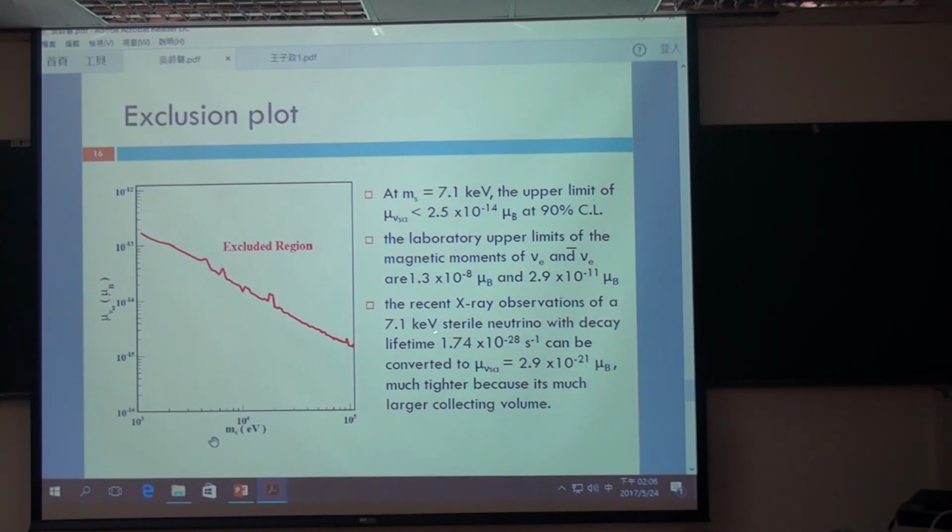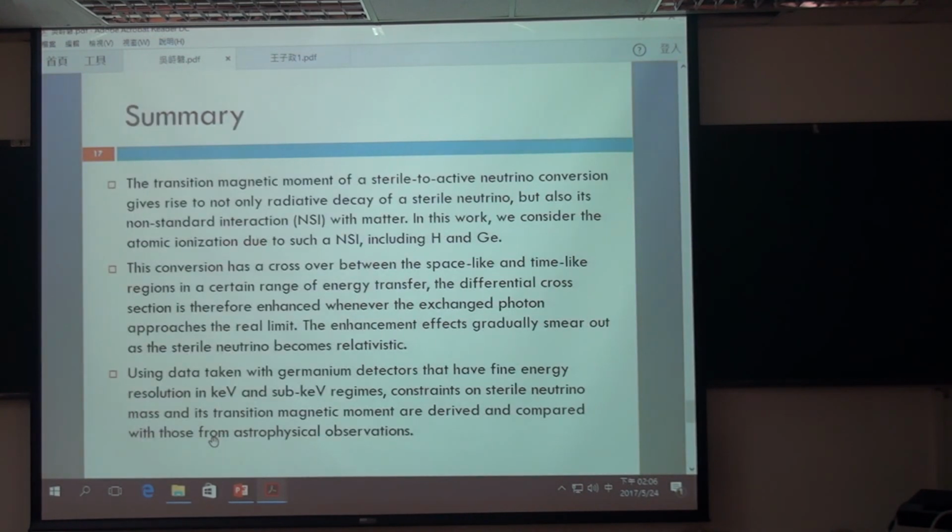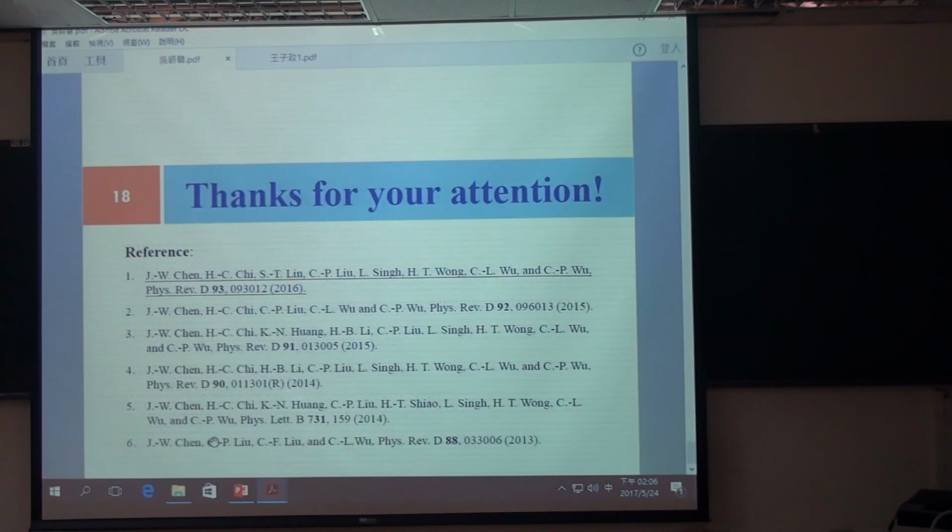So we can quickly put a constraint on the coupling strength from direct detection. This can also be compared to indirect detection, but indirect detection only covers one kind of mass. We can extend to different masses. So that's about my presentation. Thanks.